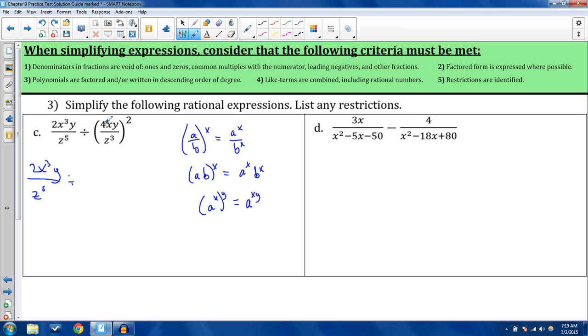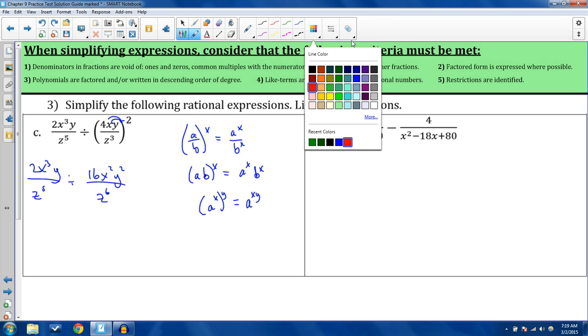We're going to get 4 squared. I'm just going to write this as one step. 4 squared is 16. X squared is x squared. Y squared is y squared. And on bottom, we're going to have z cubed quantity squared. So like this, z to the third power, all raised to the second power. That's going to be z to the 3 times 2 power. So that's z to the 6th power.